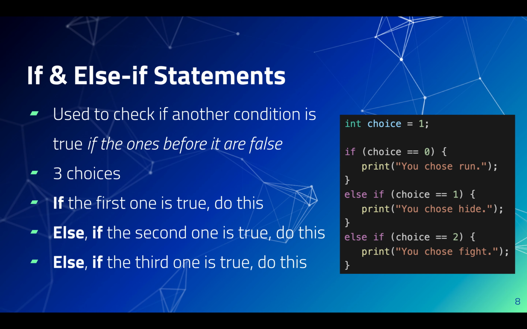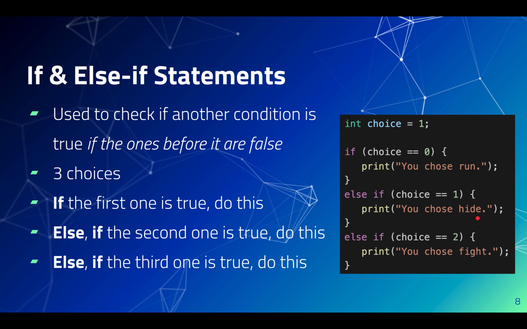In this example, we'll think of the choices as numbers. So run corresponds to 0, hide corresponds to 1, and fight corresponds to 2. If the first condition is true, that is, if choice equals 0, then print you chose run. Otherwise, if the first one is not true, then check if the second one is true, and that is, if choice is equal to 1. In this case, it is, so you chose hide will be printed out.